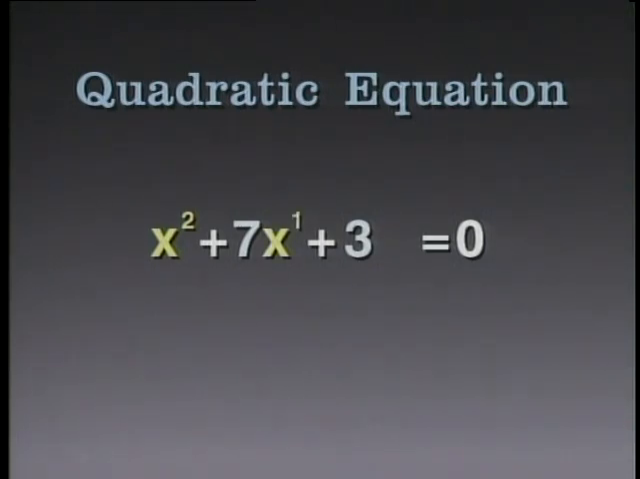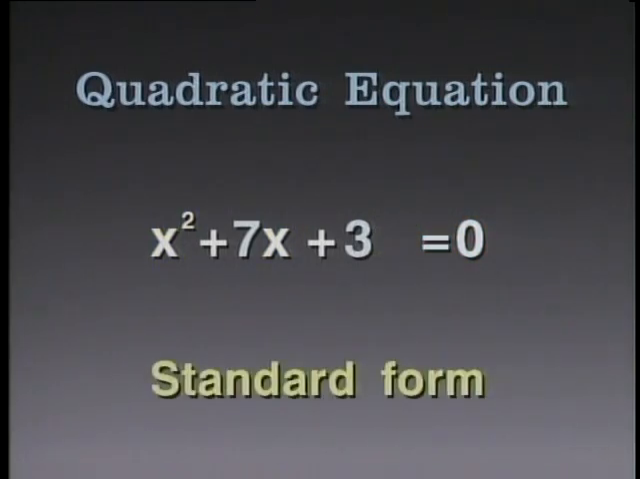Notice that the terms are written in descending orders of the power of the x term, and that the right side is equal to 0. This configuration is called the standard form. When we get a quadratic equation, we'll often find it helpful to put it in standard form.